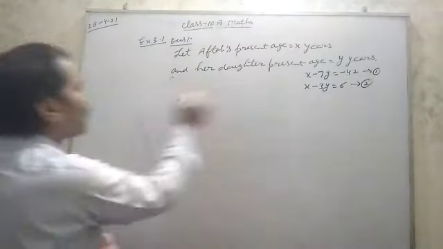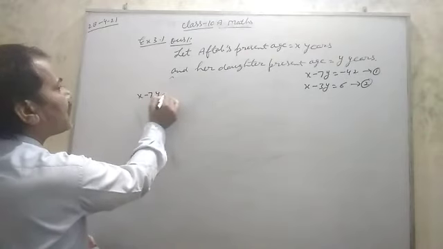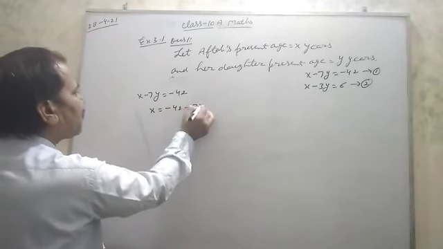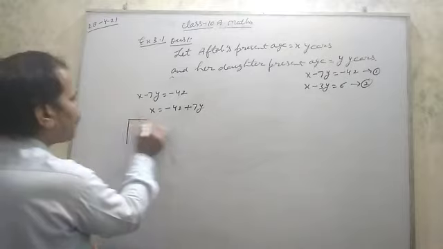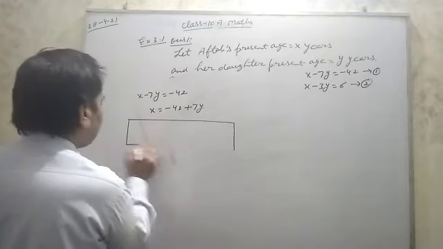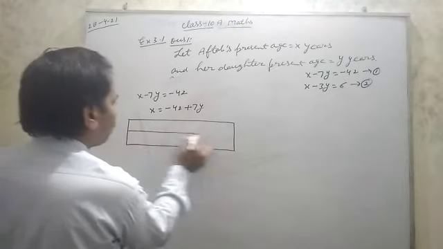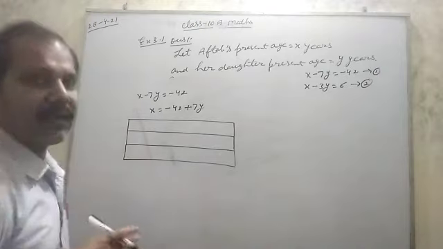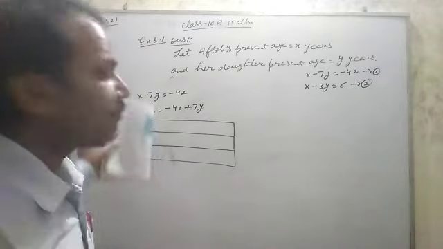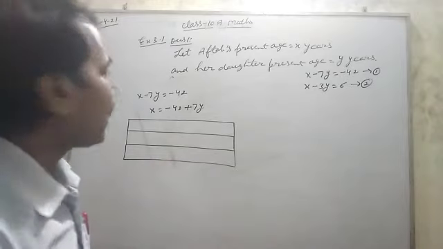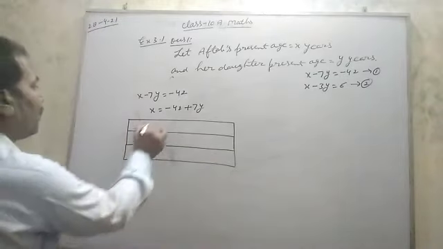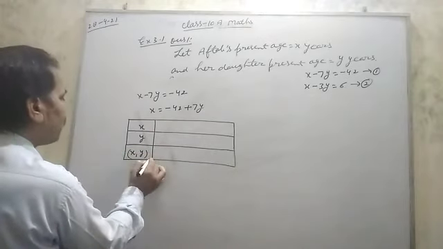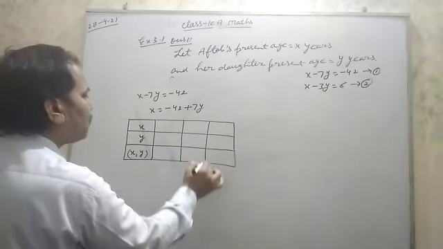So first you see the first equation, x minus 7y is equal to this. So x is equal to minus 42 plus 7y. Okay, then you draw a table. This is also one method, the graphical method is also a method. By that also we find x and y values, we find the solution of equations. So here you write x, y and here x, y. Okay, so 3 values you find.